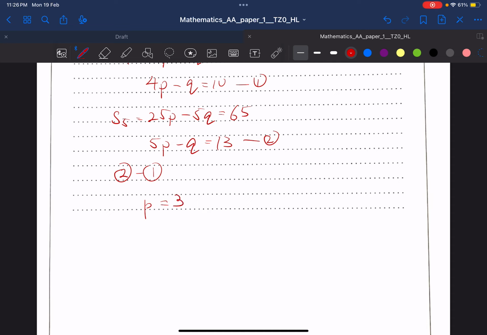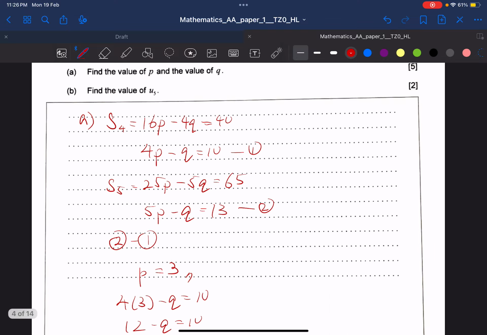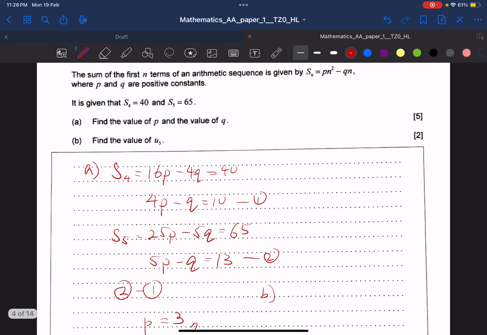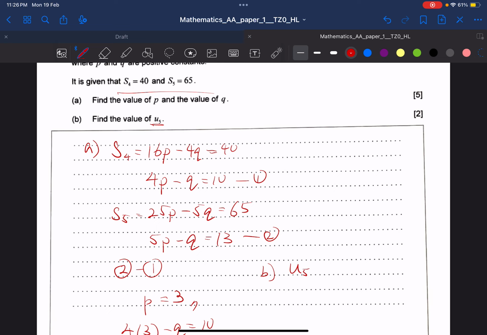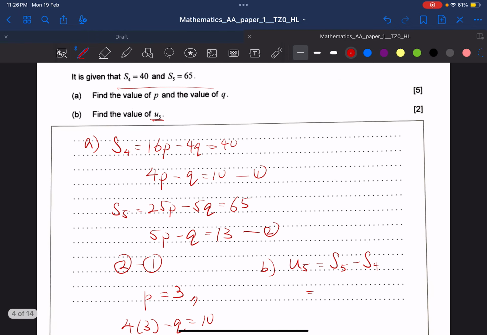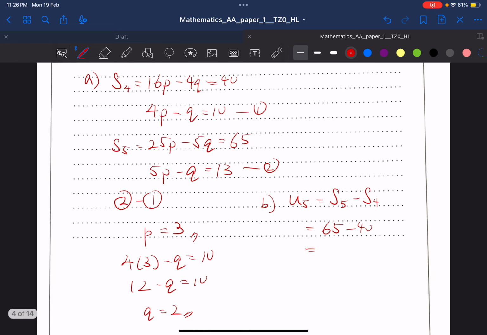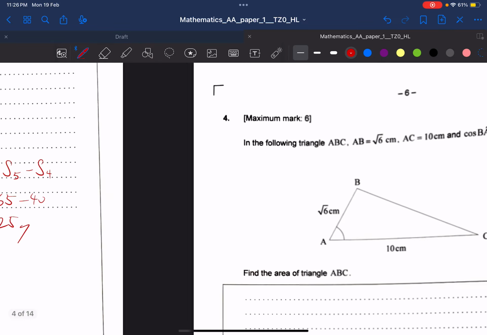Then we plug it into one of the equations on top. So 4 times 3 minus q equals 10, so 12 minus q equals 10, so q would be 2. So we have 2 answers here. It's 5 marks, so part A is done. Part B, find the value of U5. Just remember the sum U5, you can write it like this: the first 5 terms added together minus the first 4 terms added together. So it's basically 65 minus 40, which is 25. Yeah, so 2 marks here.